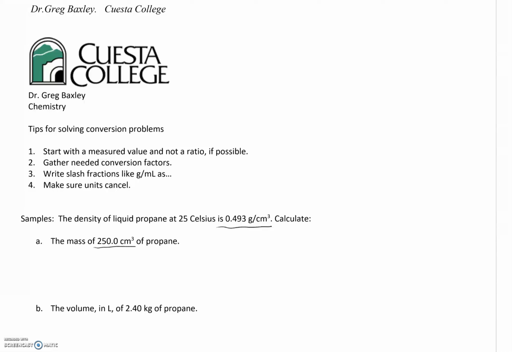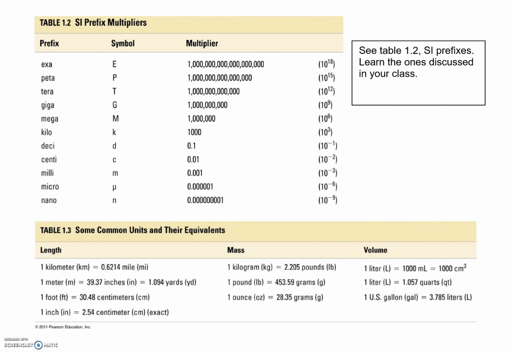The next step is to gather some needed conversion factors. You might need to look at a table, for example, table 1.2 or 1.3 in the text. For example, we might need to know that a liter is equivalent to 1,000 cubic centimeters. Or we might need one of the metric system prefix multipliers. For example, we'd need to know that 1 kilogram is equal to 1,000 grams.